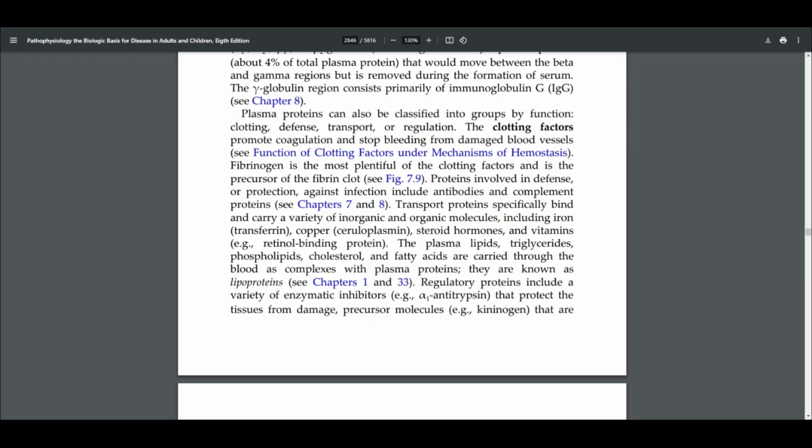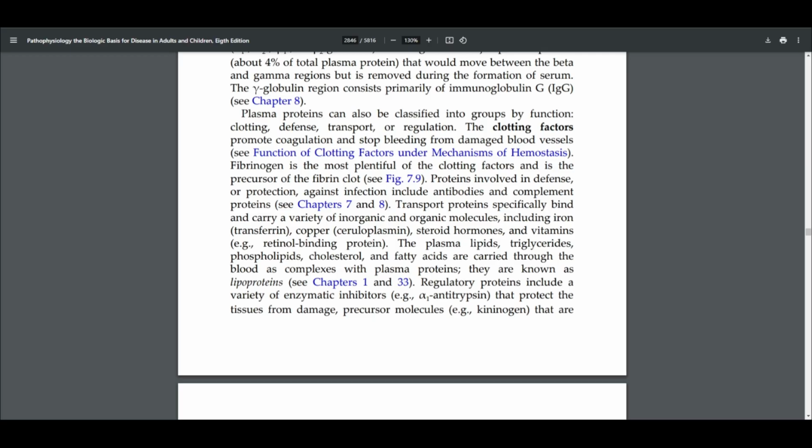Proteins involved in defense or protection against infection include antibodies and complement proteins. Transport proteins specifically bind and carry a variety of inorganic and organic molecules, including iron, copper, steroid hormones, and vitamins. The plasma lipids, triglycerides, phospholipids, cholesterol, and fatty acids are carried through the blood as complexes with plasma proteins. They are known as lipoproteins.